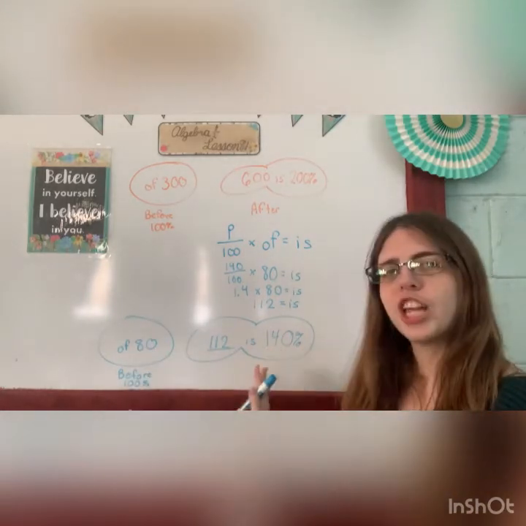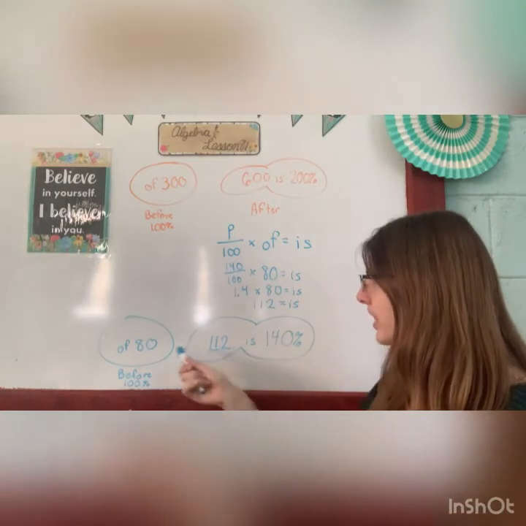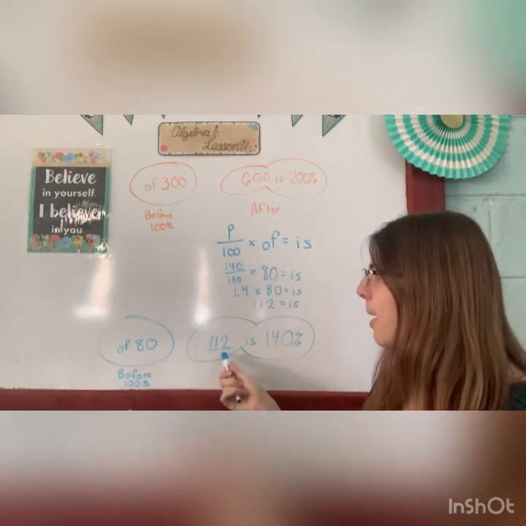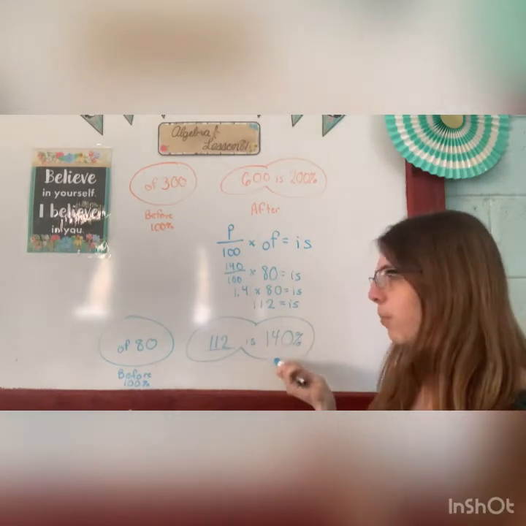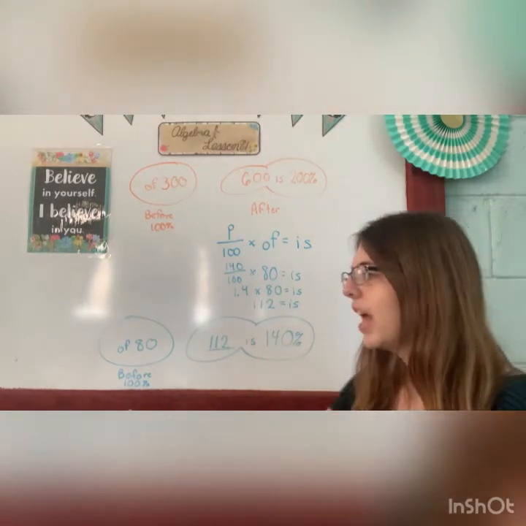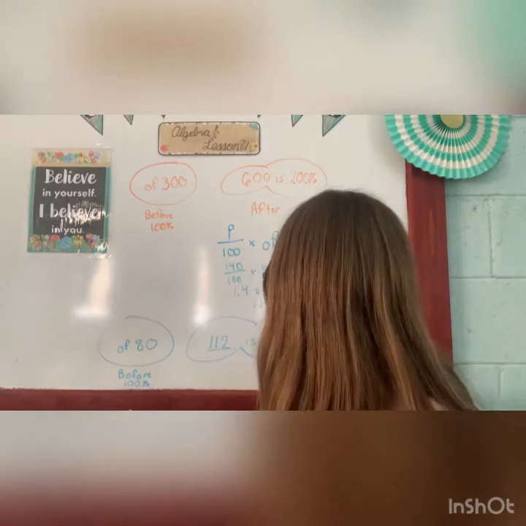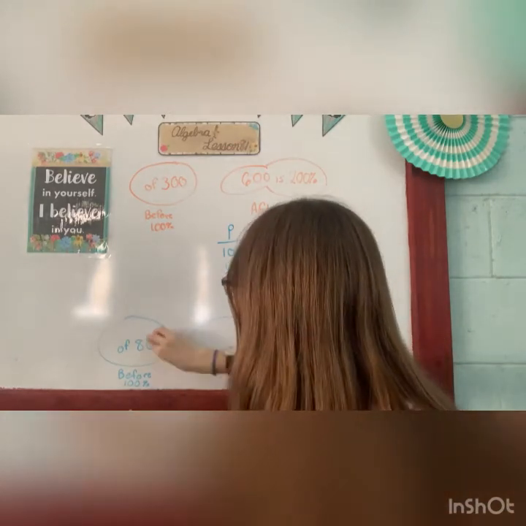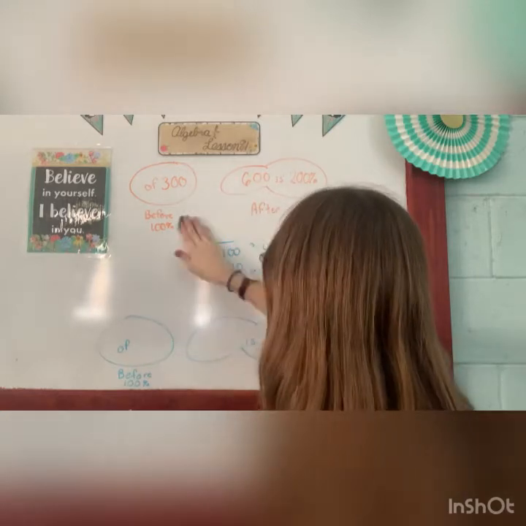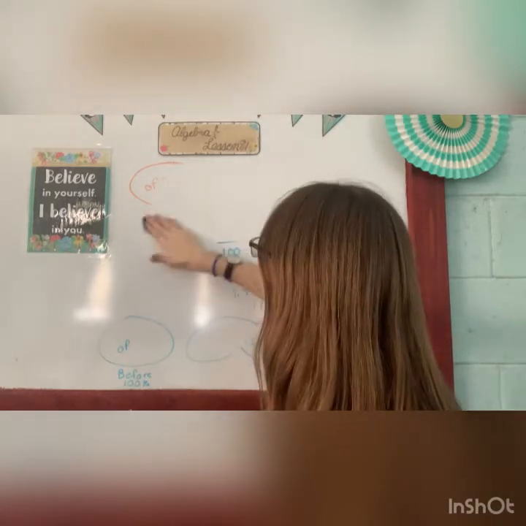So a mental check for this is that this number has to be bigger than this one. If it's not bigger, then you know you've done something wrong. And this percent has to be greater than 100. Okay, let's try another one. I'm going to keep my percent bubble here, so I don't have to redraw it. I'm going to erase all of this so I have more room.